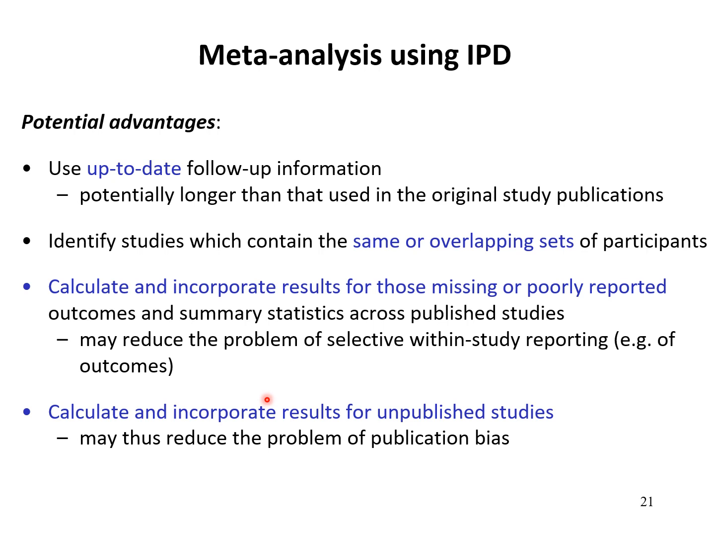Sometimes, because of the way that IPD meta-analysis projects work and the collaborations and the dialogue involved with study investigators, we may get more IPD than we realise were available. So we may have IPD from unpublished studies, for example, and this may reduce the problem of publication bias.